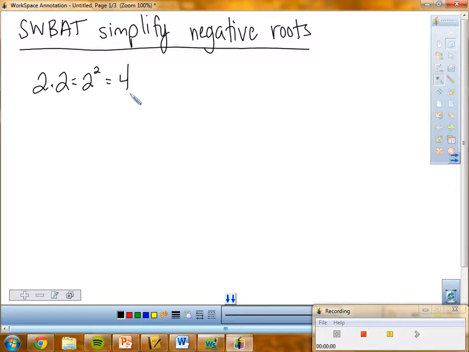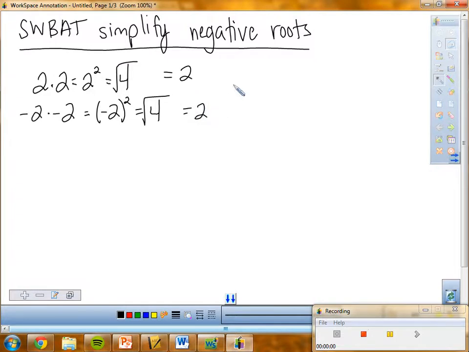Right? This also works with negative numbers. So I can have negative 2 times negative 2, which is like negative 2 squared. And we know that a negative times a negative gives me, again, a positive 4. Now, to undo the square, I take the square root. The square root of 4 is 2. So really, I'm only ever getting a positive number.